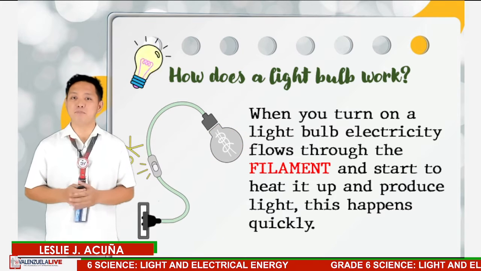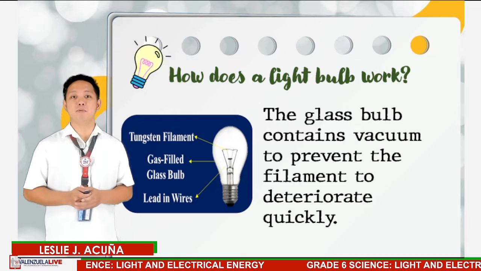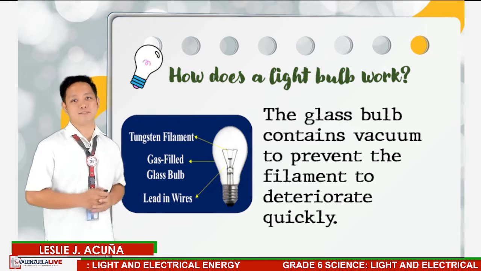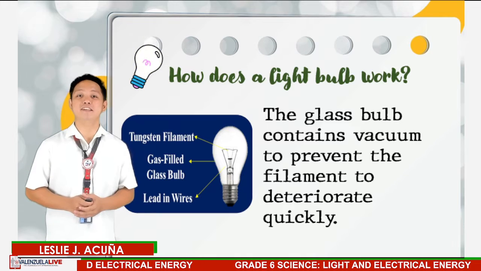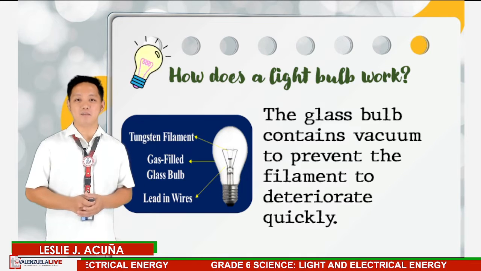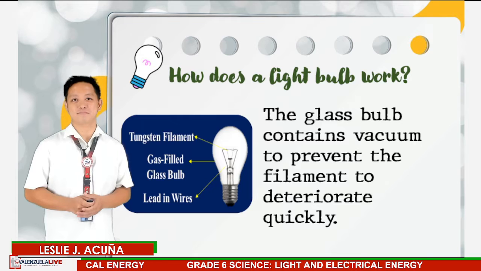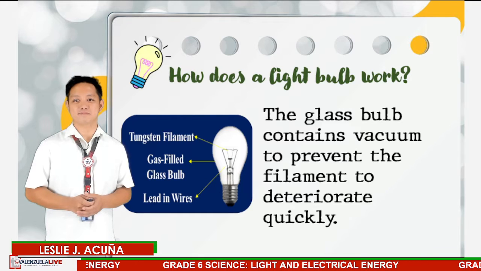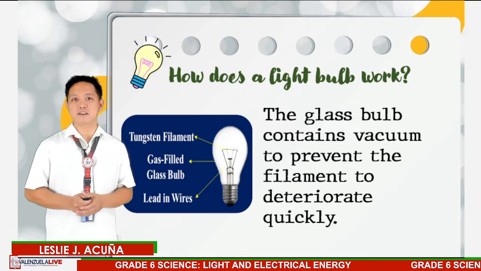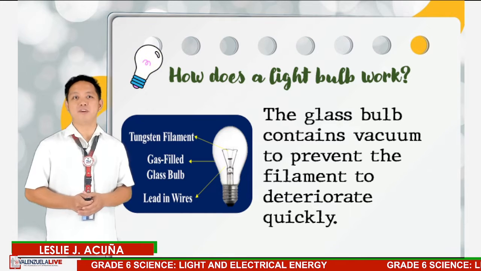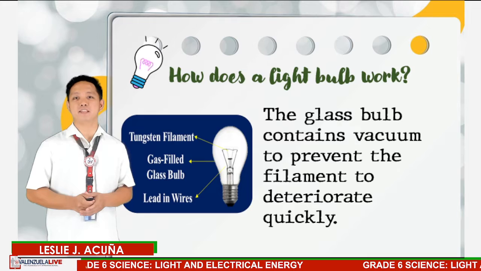For a light bulb to function, it must be plugged in an outlet. Yes, electrical energy makes the light bulb work. The glass bulb contains vacuum to prevent the filament from deteriorating quickly.